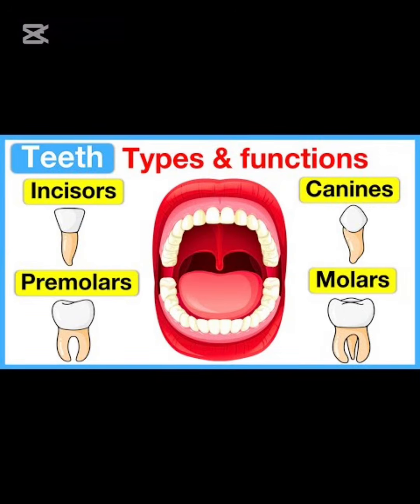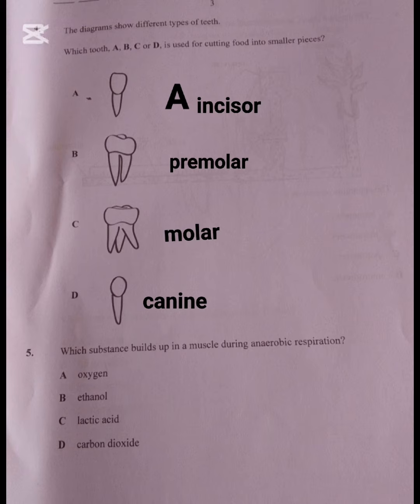So let us label the teeth from A to D. A is known as the incisor, B is the premolar, C is the molar, and D is the canine. So the one that is involved in cutting the food into smaller pieces is the incisor. So we are going to select A as our answer on number 4.